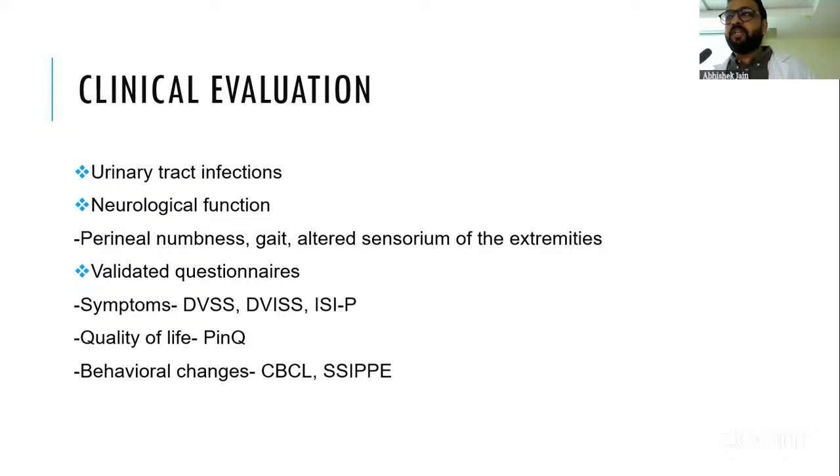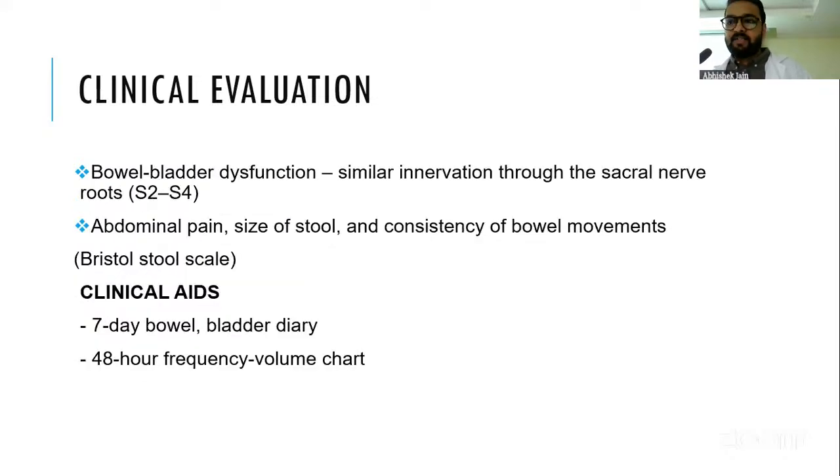There are some questionnaires to assess the symptoms like DVSS, DVISS, ISIP, to assess the quality of life like PinQ index, and for behavioral changes, CBCL and SSI-PP. There is bladder and bowel dysfunction due to similar innervation through the sacral nerves. We should ask for abdominal pain, size of stool, and consistency, according to the Bristol stool scale.